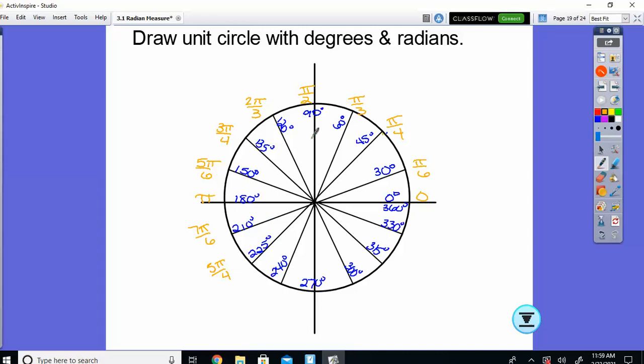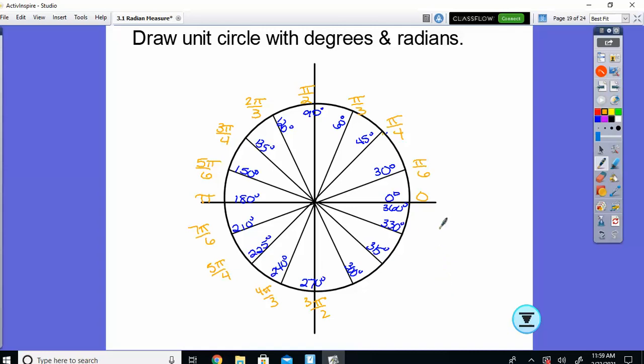Pi plus pi over 3. So 3 over 3 plus 1 over 3 is 4 pi over 3. Pi plus pi over 2. 2 pi over 2 plus 1 pi over 2 is 3 pi over 2.